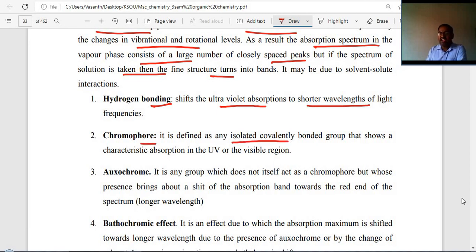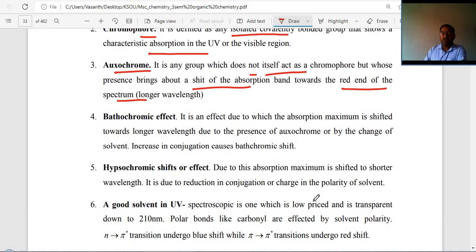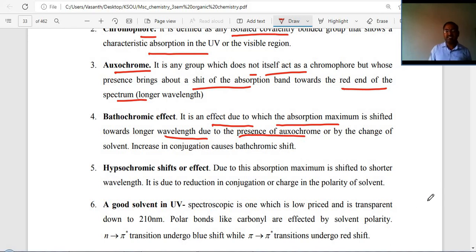Chromophore is defined as any isolated covalently bonded group that shows a characteristic absorption in the UV or visible region. Auxochrome is any group which does not itself act as a chromophore but whose presence brings about a shift of the absorption band towards the red end of the spectrum. Bathochromic effect is an effect due to which the absorption maximum is shifted towards longer wavelength due to the presence of an auxochrome or by change of solvent. Increase in conjugation causes bathochromic shift. Hypsochromic shift or effect is when the absorption maximum is shifted to shorter wavelength, due to reduction in conjugation or change in the polarity of the solvent.